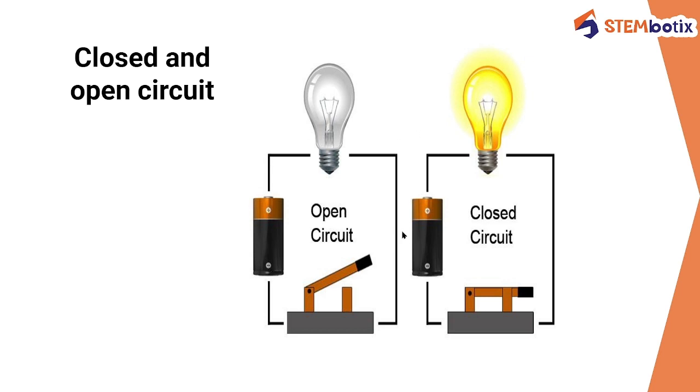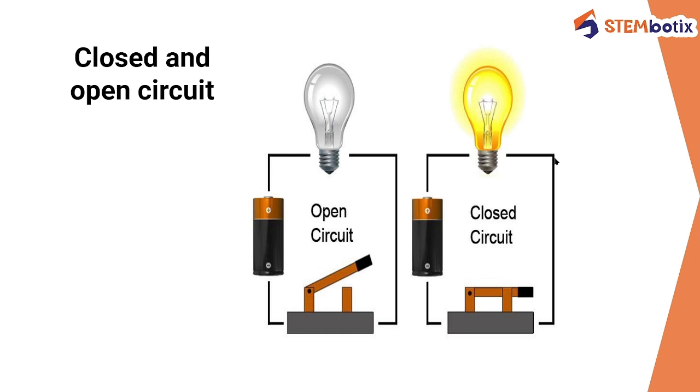Means current is interrupted because of this open connection. Hence the bulb will not turn on because there is an interruption in the path. Hence this is known as an open circuit, and because this switch is open, your LED or your bulb is in off state.